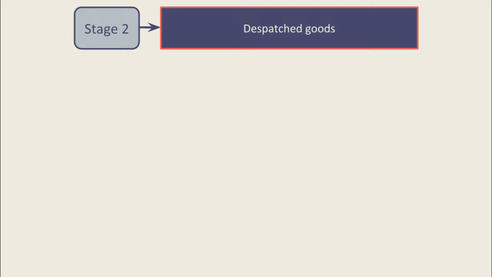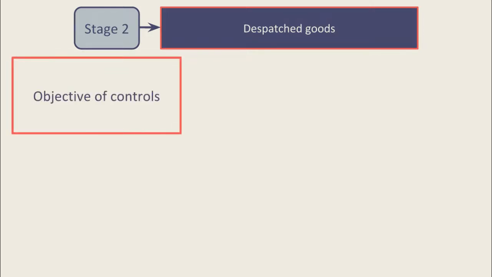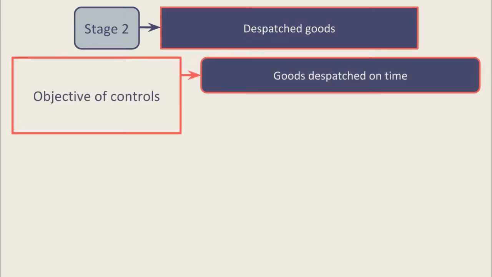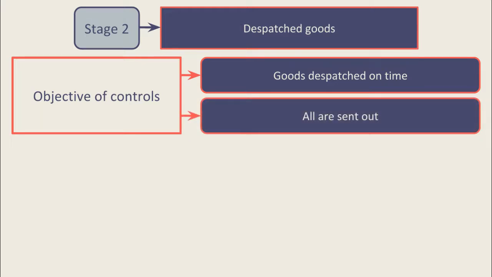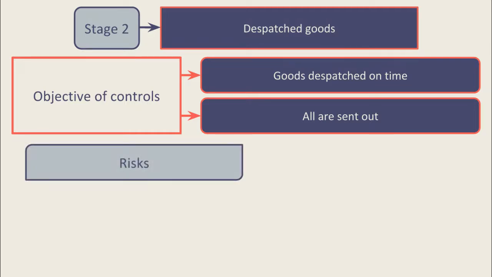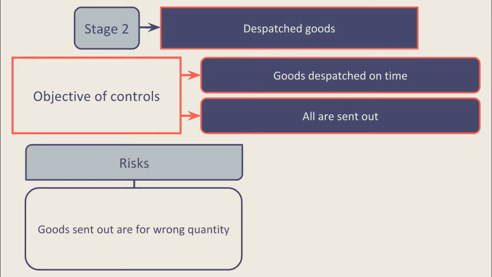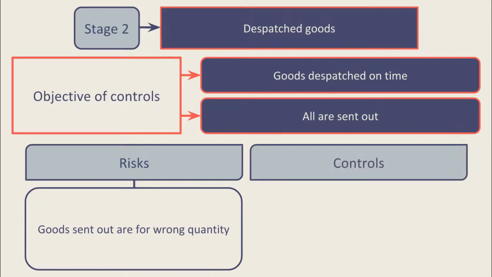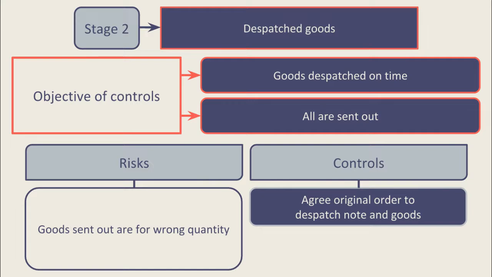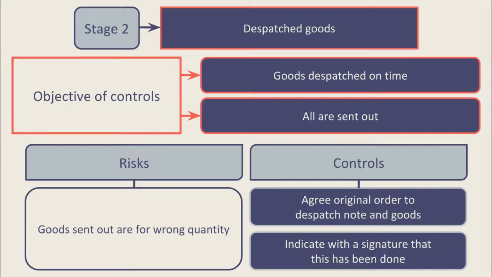Stage 2, when the goods are dispatched, is usually in the warehouse. A delivery note or goods dispatch note should be produced. The objective of this stage would be for goods dispatched to be on time to the correct customer and all sent out. An example of a risk is that goods sent out are for the wrong quantity. Controls put in place could be: the dispatch team must agree the original order to the dispatch note and the goods to indicate with a signature that this has been checked.